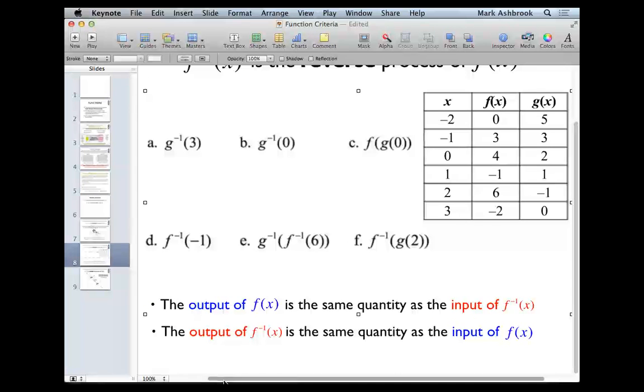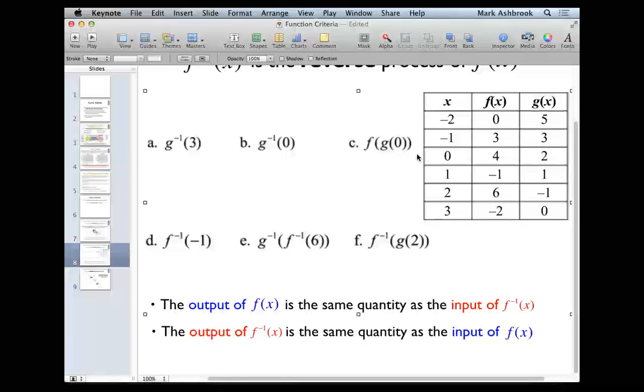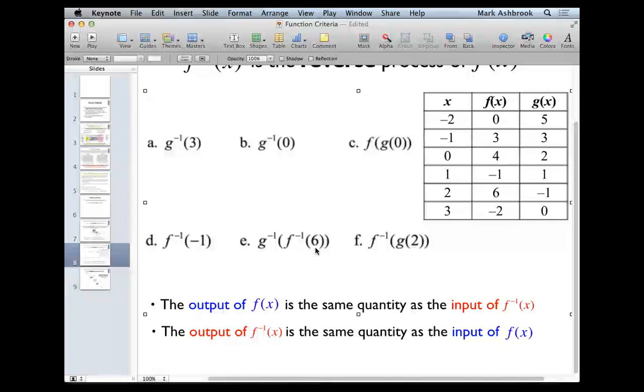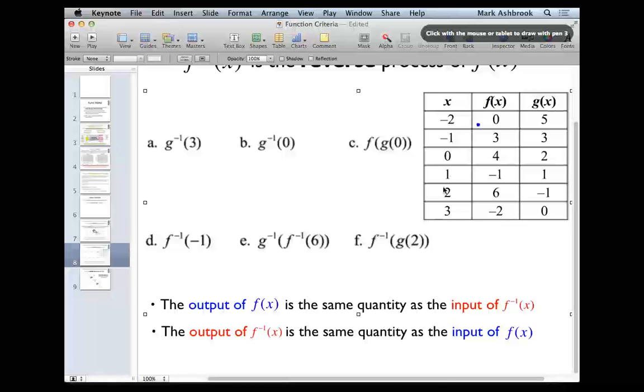So 6, what does 6 represent? It actually represents two different things. What does the number 6 represent in this problem? It represents an input. Input of what? The input of F inverse. Do we have F inverse in here? No, we have the function F. So what is it relative to F? Output of F. So we're going to go to F and look at the output values and look for an output of F of 6.